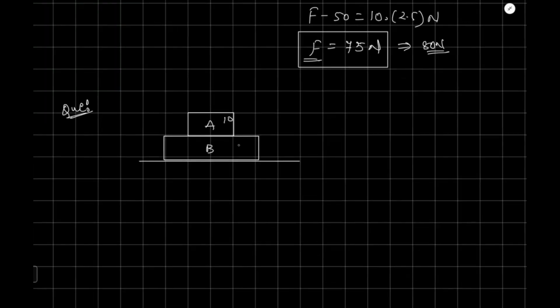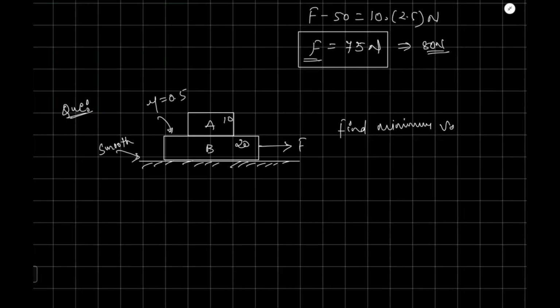This block is 10 kg, this block is 20 kg. The surface is rough again, and it has a coefficient of friction 0.5. This surface is smooth. And this time we are applying force F on object B. So what you have to find in this case is the minimum value of F for which sliding will happen.